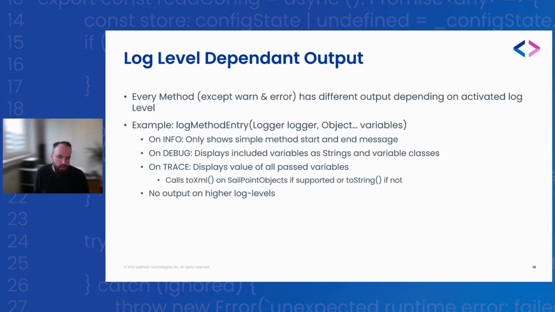On debug level, this method basically prints all the variables you passed in as strings, conjoined with the classes of the object. So you get something like string a, int 1, and so on and so forth, whatever the variables are.